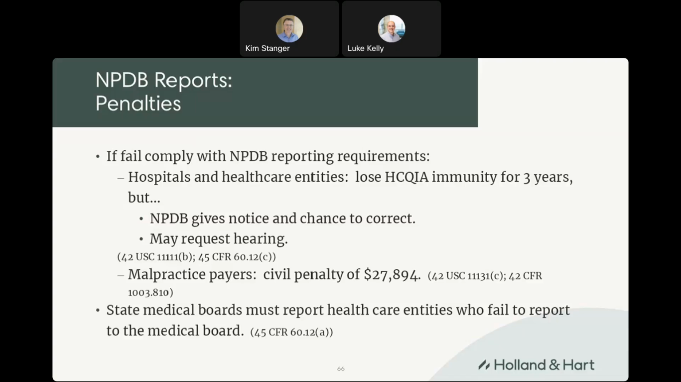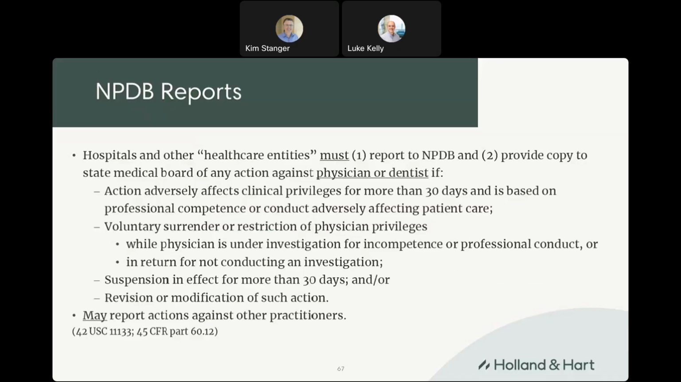In addition, under the Healthcare Quality Improvement Act and the implementing regulations, the state medical board is required to report entities that fail to report to the medical board. So you may have somebody else narking on you. So let's talk about the reporting requirements.